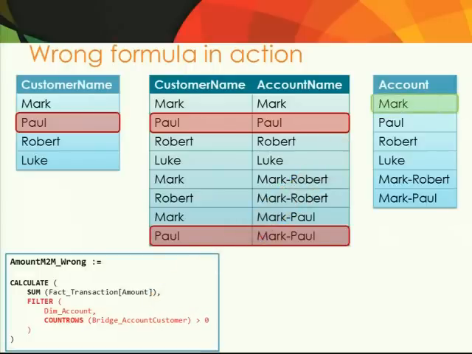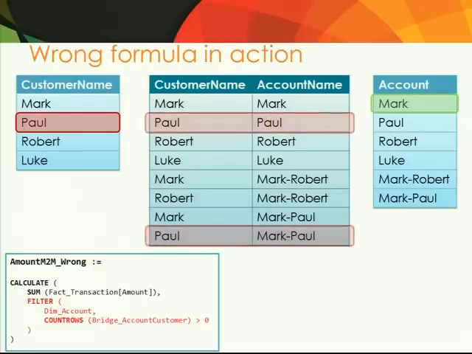The first row is Mark. We are iterating over the rows inside our table. And we need to compute count rows of bridge account customer. So we need to count the number of rows visible in the bridge table. How many rows are visible in the bridge table in this moment? Raise your hand if you say 3, any number is fine. Okay. The problem is the number of rows visible is 2.